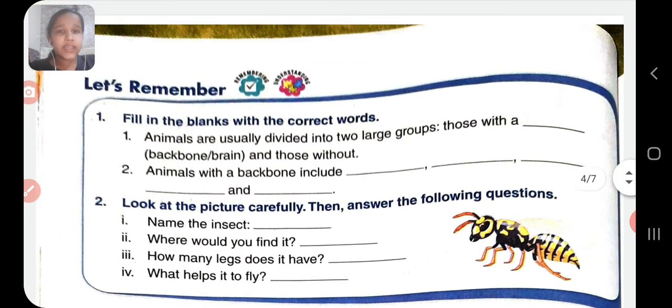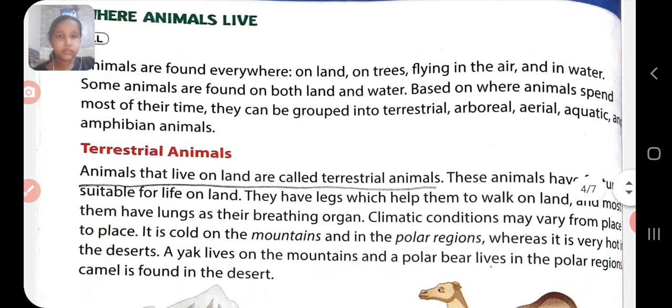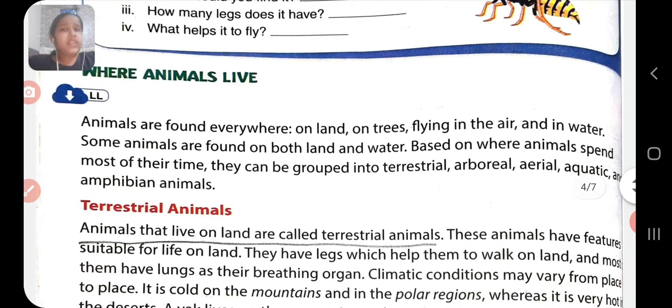Now here we have a little exercise. You can take a screenshot and do it. It will be very useful to you. So, where do animals live, do you know? Let's see.